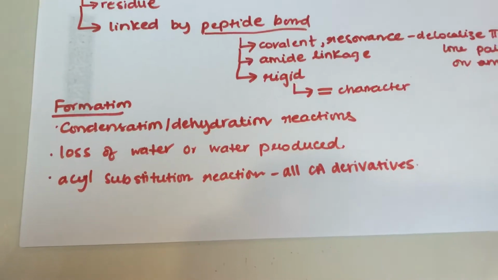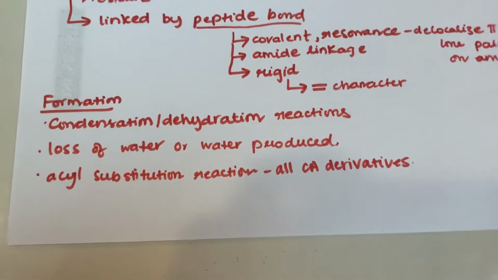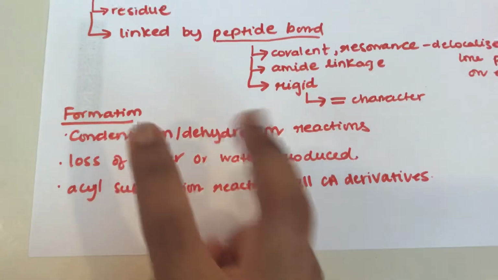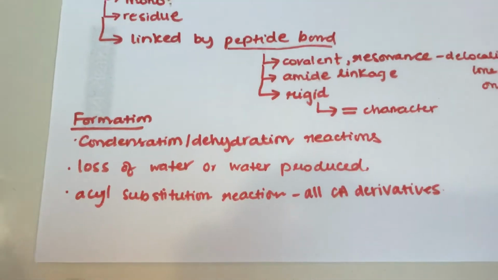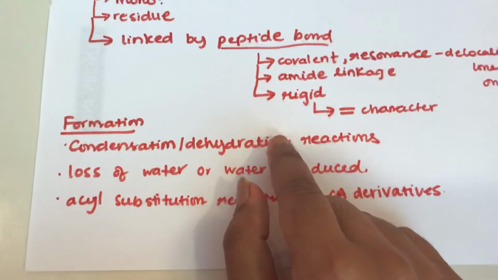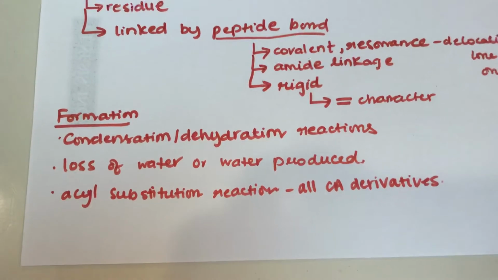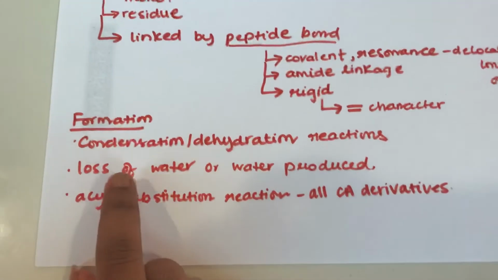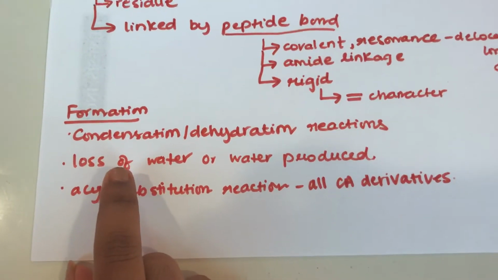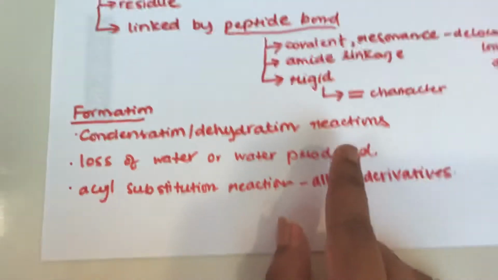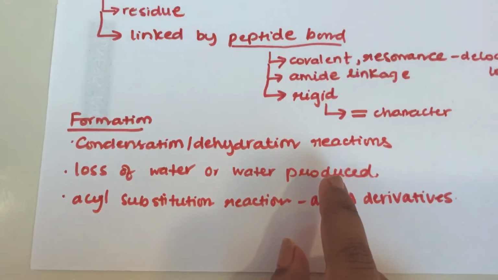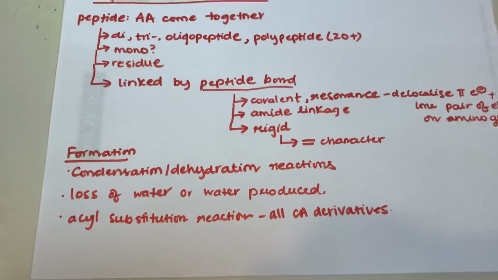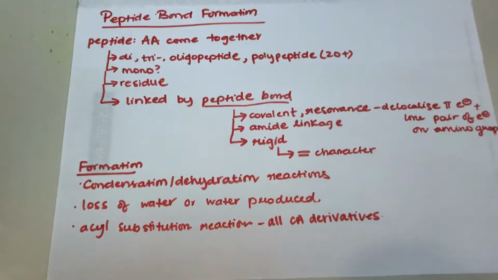The formation of a peptide bond is a condensation or a dehydration reaction. You'll hear it both ways. Condensation means that you're having 2 amino acids come together to form one peptide bond, and dehydration because in this formation you will lose water, and I will explain where you get the water molecule from. Once again, you can hear the reaction described as a loss of water reaction, or you can say that water is being produced in this peptide bond formation. Since amino acids have a carboxylic acid group, they do undergo acyl substitution reactions.